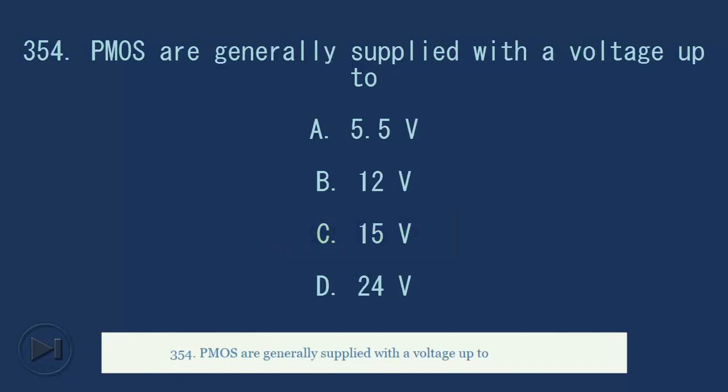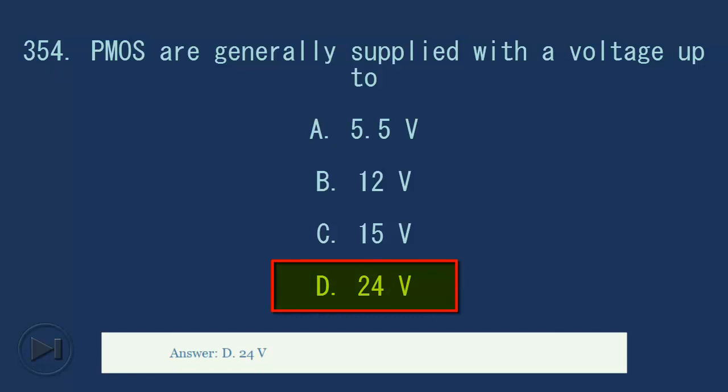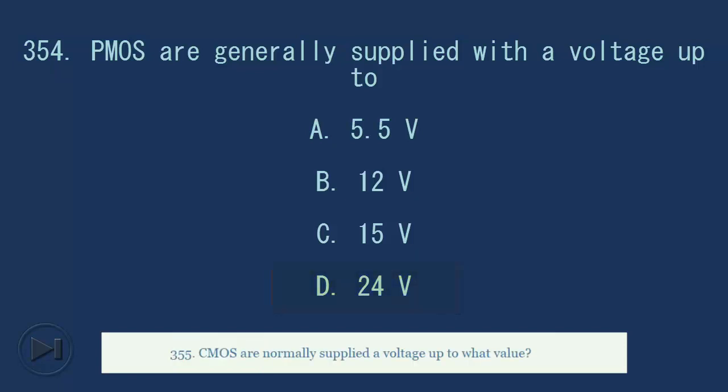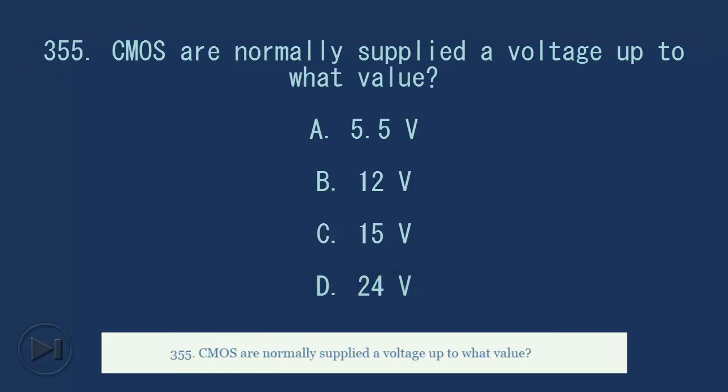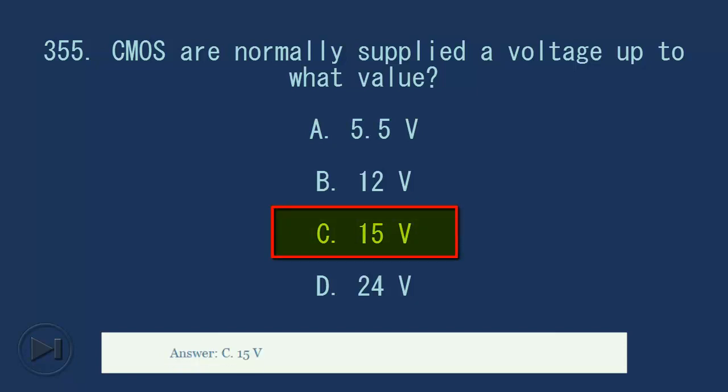354. PMOS are generally supplied with a voltage up to A. 5.5V, B. 12V, C. 15V, D. 24V. Answer, D. 24V. 355. CMOS are normally supplied a voltage up to what value? A. 5.5V, B. 12V, C. 15V, D. 24V. Answer, C. 15V.